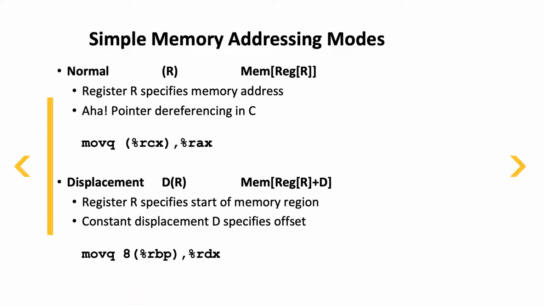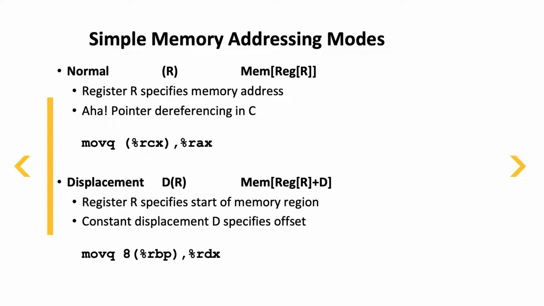So let's take a look at what that means in the general case by looking at a couple of simple memory addressing modes. Now, in normal mode, we have (R), and that's going to specify a register R. And if we put that in parentheses, that just means that register R is specifying a memory address. And again, that's pointer dereferencing in C. So if we're going to move from (%RCX) in parentheses to RAX, that means we're taking whatever is in memory at the address stored in RCX and moving it into the RAX register. We can also add displacement.